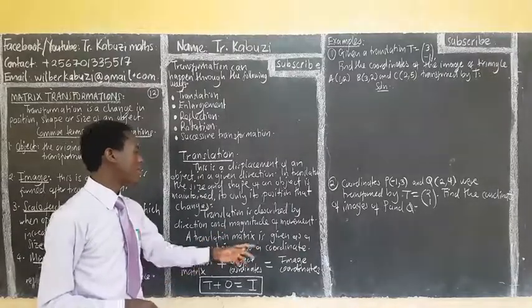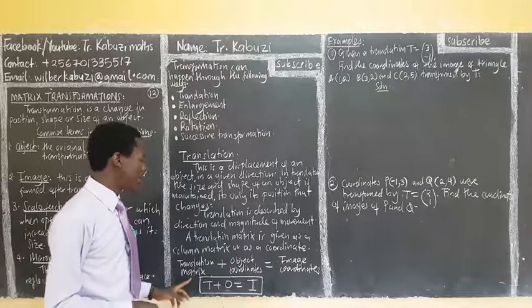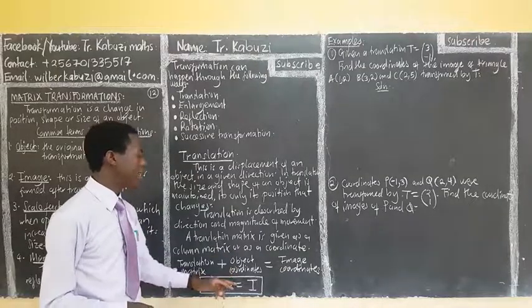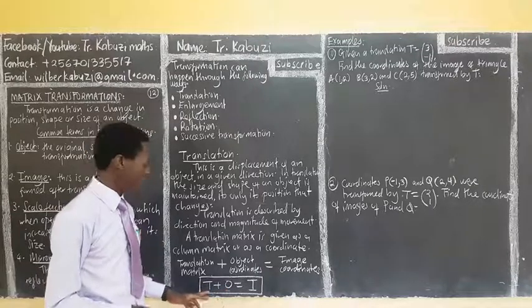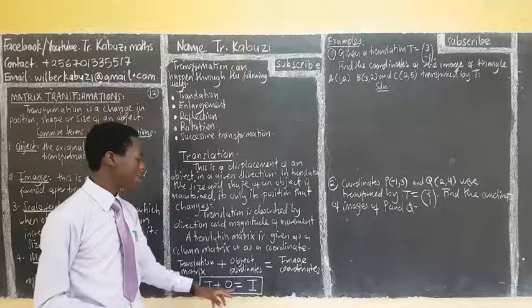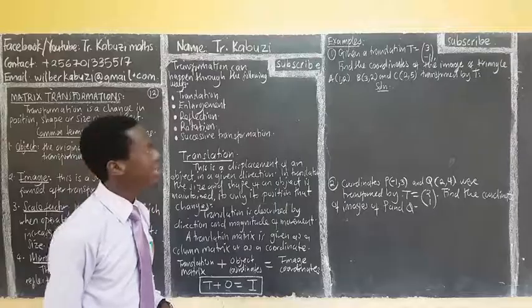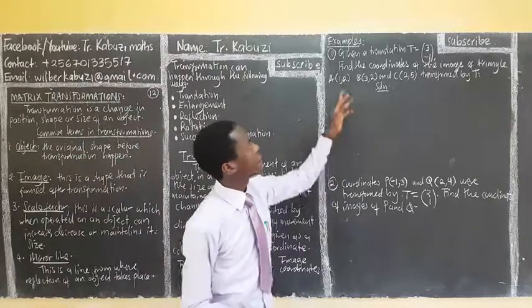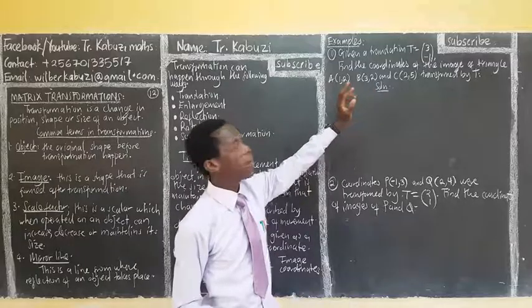The translation matrix is given as a column matrix or as a coordinate. So the translation matrix plus the object coordinates is equal to the image coordinates, as you see summarized here. Just remember that translation matrix plus the object is going to give us the image. Let us go through the examples. How do they set these questions? They'll say, given translation T equal to, this one is in the column form.